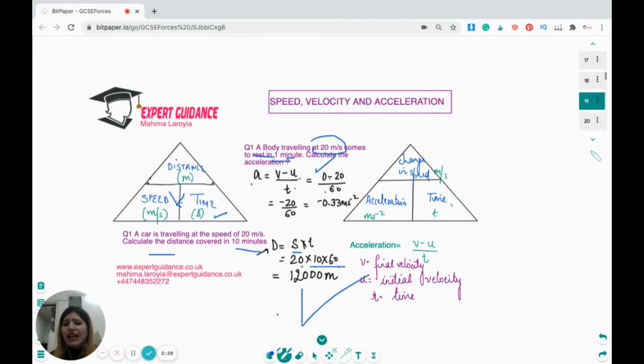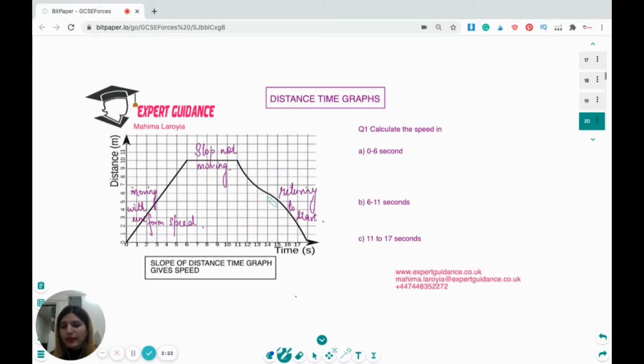Okay, so you should have a go at different rearranging questions on how you can use these triangles, as it is a very important topic. Now, they can ask you to work out the distance or the speed graphically as well. So graphically as well, we have to use the distance time graph.